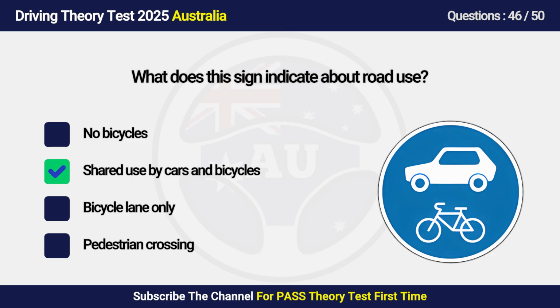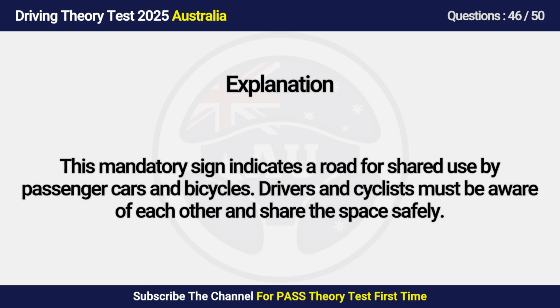Answer is B. Shared use by cars and bicycles. This mandatory sign indicates a road for shared use by passenger cars and bicycles. Drivers and cyclists must be aware of each other and share the space safely.